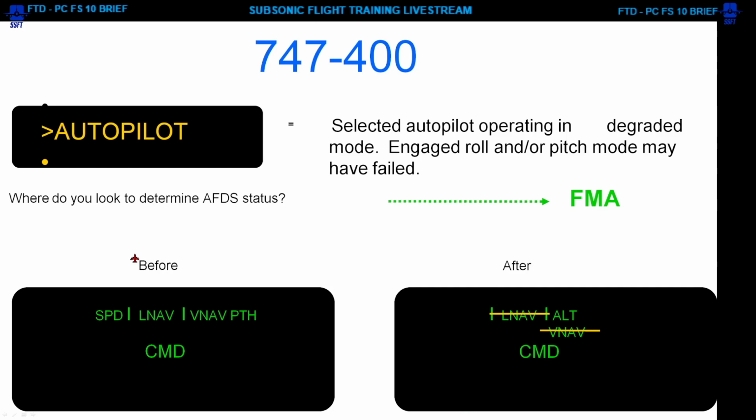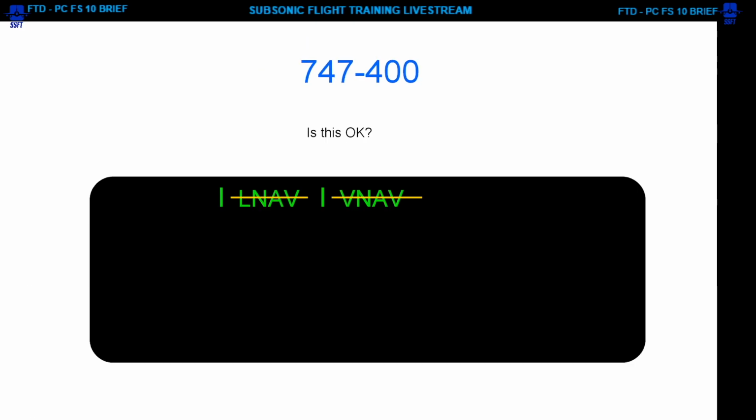So now that you have this degraded message, the first thing you do is look here and say, oh, I got a degraded roll mode and I have a degraded pitch mode. And let's say we have both. So the question is, is this okay? No, it's not okay. You have a degradation of a roll mode, degradation of a pitch mode. So the question is, well, what can you do in this case? Well, you can do something very quickly in order to get the autopilot back so it's not degraded anymore. You can go to another roll mode, you can go to another pitch mode.